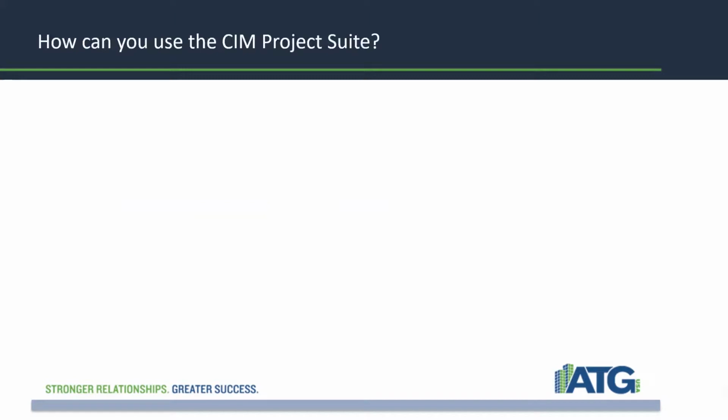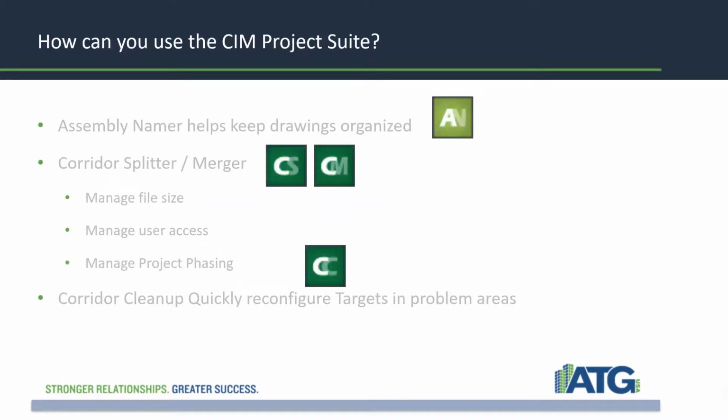So how can you use the CIM Project Suite to make your life with corridors better? Well, in the first part of this series, earlier this month, we talked about tools like Assembly Namer, Corridor Splitter and Merger, and the Corridor Cleanup tool that allow us to do all of the things on screen. Since we already covered those, I won't go into them in detail today.